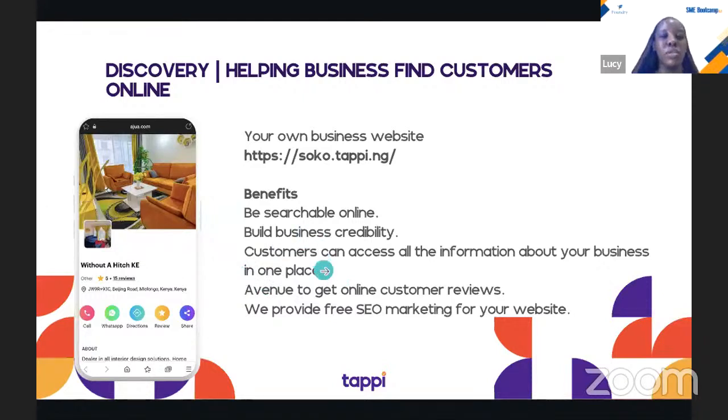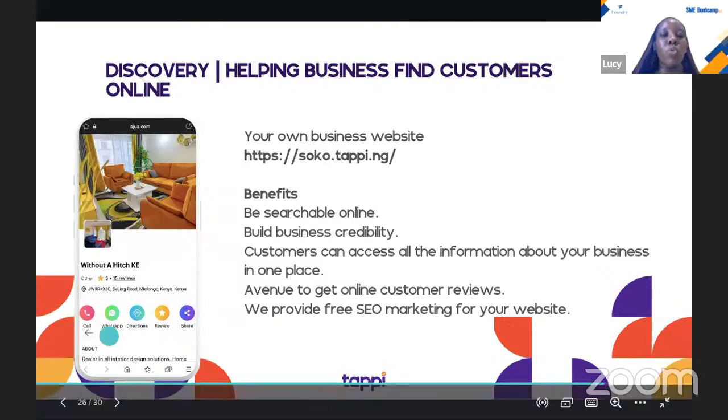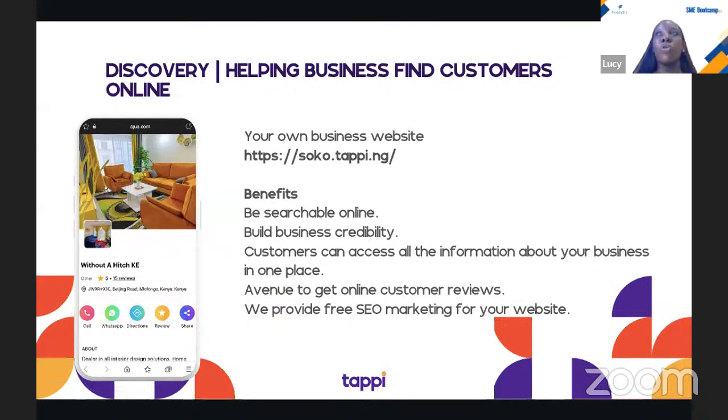Do you see this business without a hitch, right? On our web pages, all your information is here. I know how I can call you, I know how I can WhatsApp you, I know the directions, your location, and then I can see reviews, right? Then we provide free SEO marketing for your website. So if I'm a new customer, I still don't trust you. You come to me, I have a Tapi business web page. I just share it with you, and you can see what other customers have been reviewing and saying about my business.